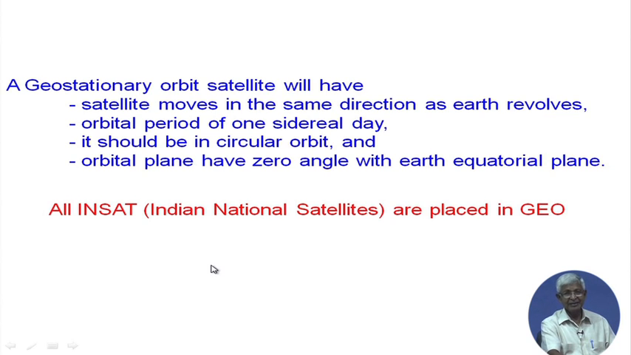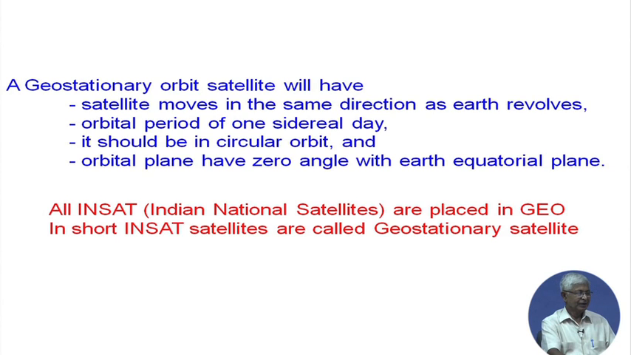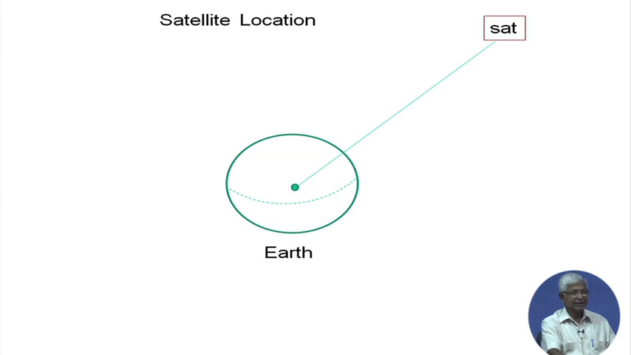Now, as we said, our Indian national satellites, INSATs, are all placed in geostationary orbit, or GEO. Let us see some more definitions. Let us assume this is the Earth sphere, this is the center of the Earth, this is the equator, and a satellite is there. Now, how do you define where this satellite is?